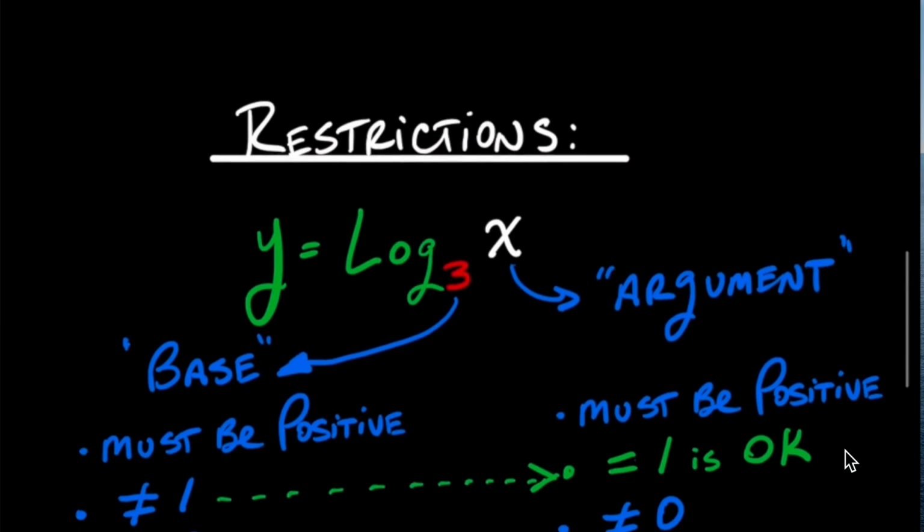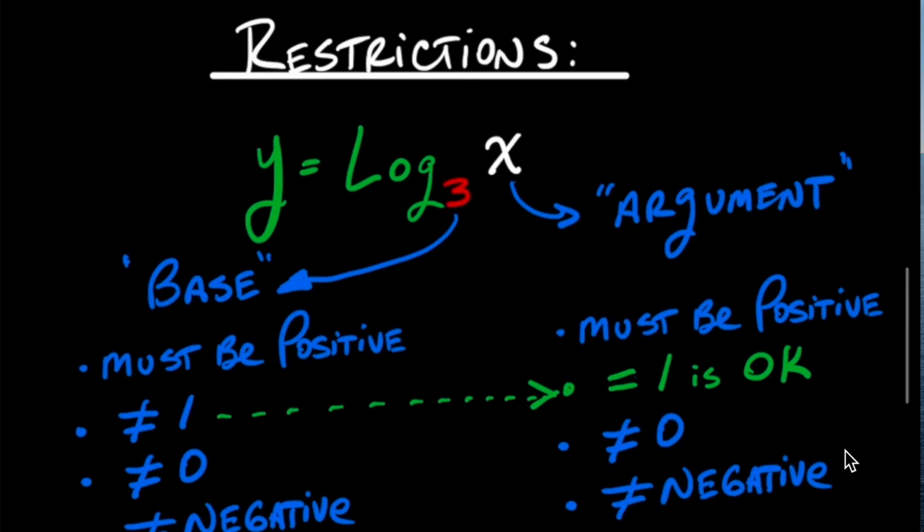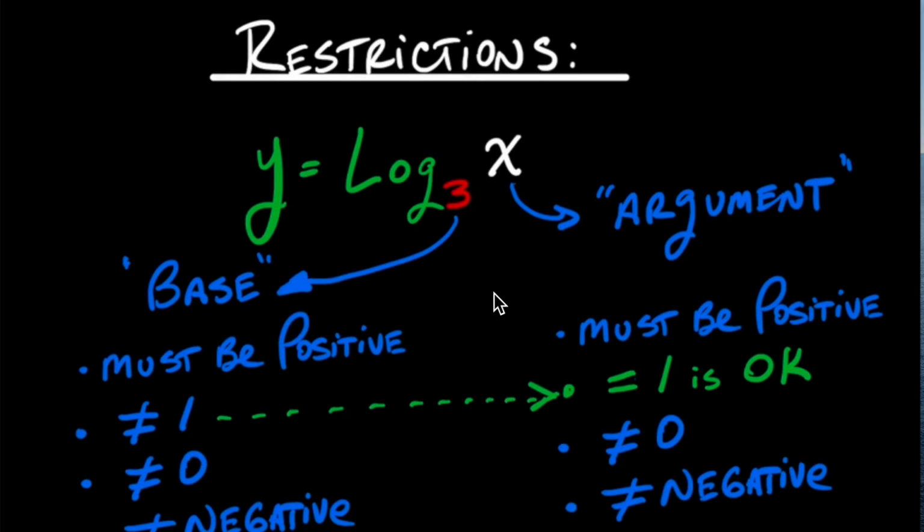When you look at the logarithm in more detail, as mentioned, the base of the logarithm has to be positive. It can't equal 1. It cannot equal 0. Can't be negative. But the argument, however, is a little bit more lenient. It's similar in that it must be positive. It can't equal 0. It can't be negative, but it's okay for that argument to equal 1.